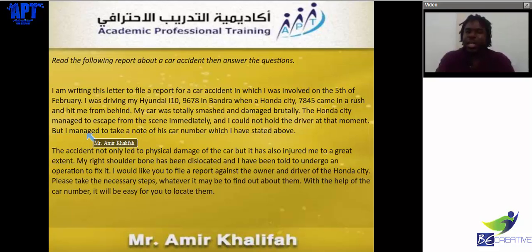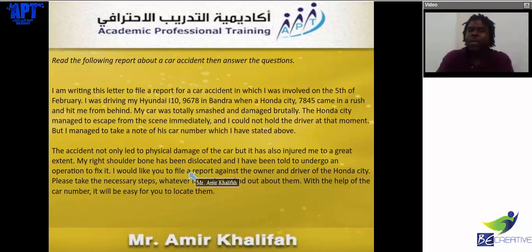The Honda City managed to escape from the scene immediately. So did the driver stay or drive off? He drove off. And I could not hold the driver at that moment. But I managed to take a note of his car number, which I have stated above. The accident not only led to physical damage of the car, but it has also injured me to a great extent. So was the writer injured? Yes, he was. My right shoulder bone has been dislocated, and I've been told to undergo an operation to fix it.